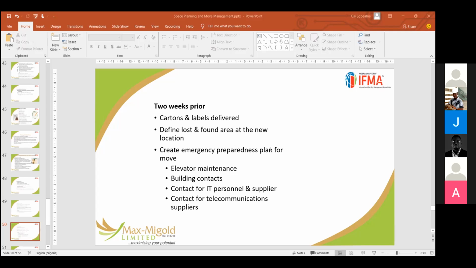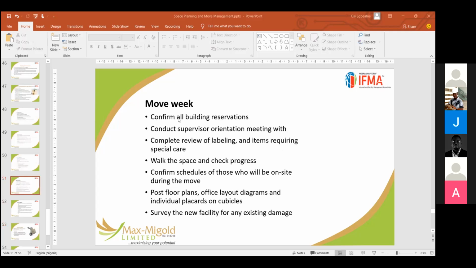Also create an emergency preparedness plan for elevator maintenance, building contact, contact for IT personnel, supply, telecom suppliers, and IT.